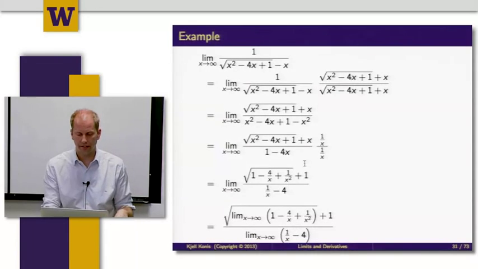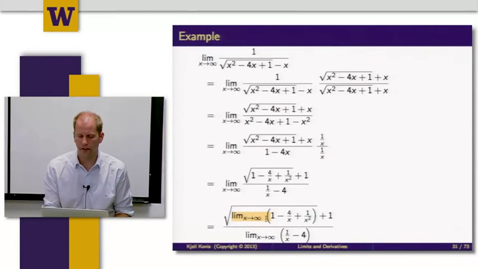And now what I'm going to do is sort of two steps in one. I can take this limit, and because this is a rational function, I can put the limit on the top and the bottom. And also, because I have the square root, I can put this limit inside my square root sign. And then it should be pretty clear what's going to happen.